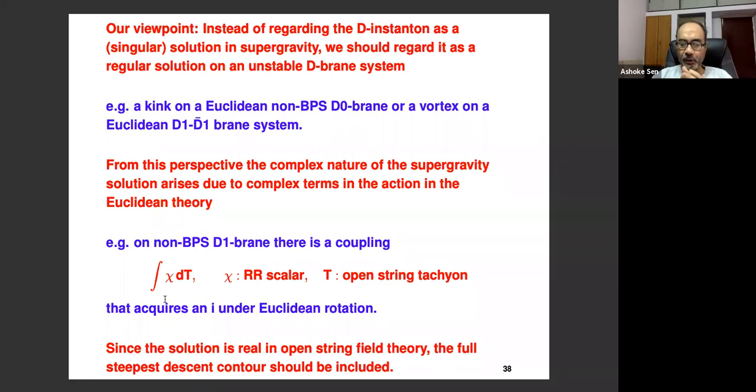And this is very analogous to Chern-Simons theory, for example. The Chern-Simons action, which is real in Lorentzian theory, becomes imaginary when you Wick rotate.